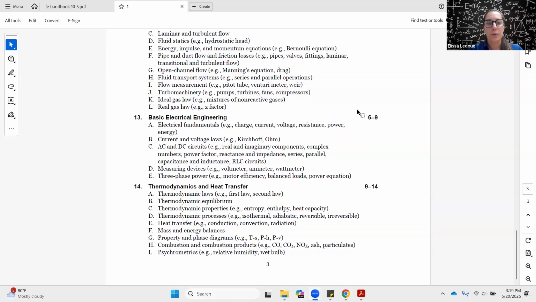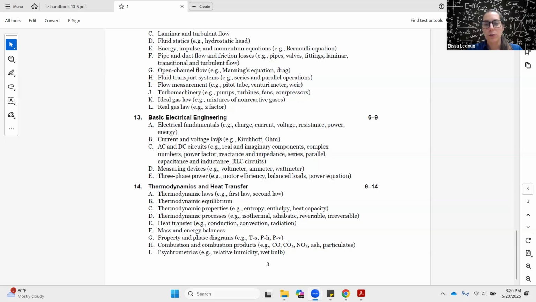The second to last part of the FE exam focuses on basic electrical engineering. So they're not going to ask you a whole lot of questions on electricity, but there still will be a few. So you'll only get about 6 to 9 here, and this will cover the very basics. So like current, charge, voltage, P equals IV and V equals IR, like that kind of stuff.